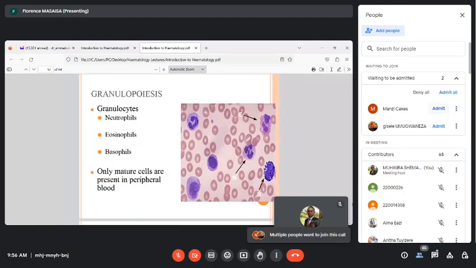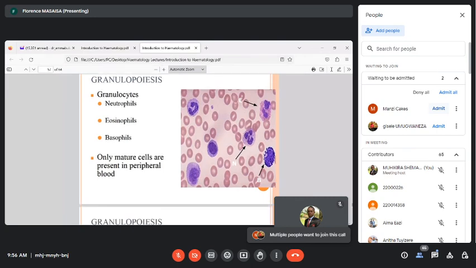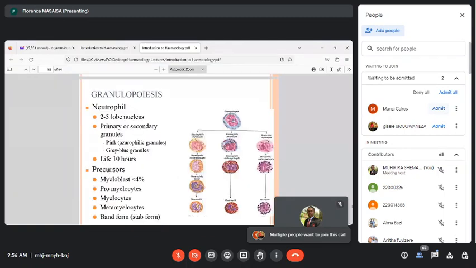We have the granulocytes, called that because they have granules in the cytoplasm. We have neutrophil, eosinophil, and basophil. Again, only mature cells are present in the peripheral blood film. For each cell, you have its description. A neutrophil has 2 to 5 lobes. They have granules. They spend around 10 hours in the peripheral blood and then are destroyed.